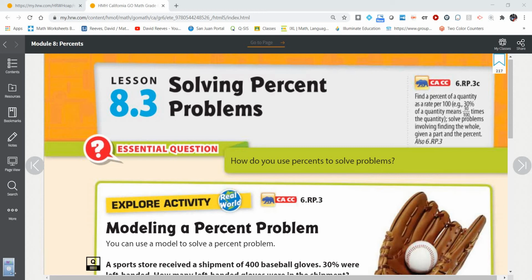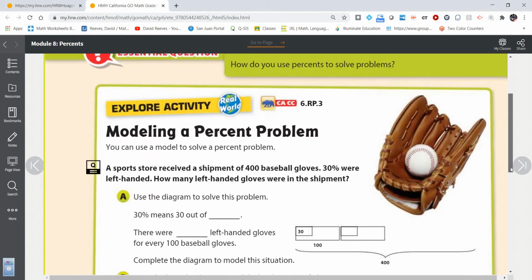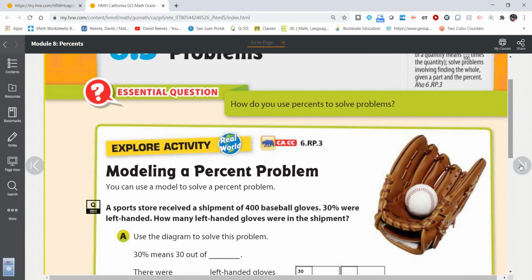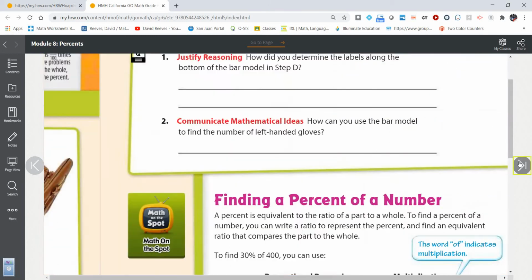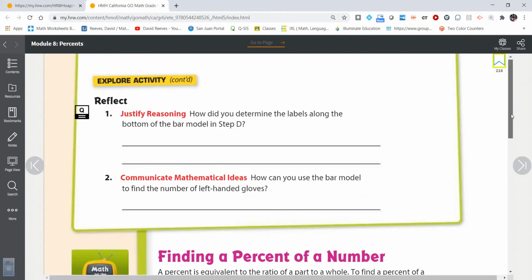Well, hey everybody, Mr. Reeves back with you as we continue looking at lesson 8.3 in the 6th grade math book, Solving Percent Problems. All right, so I did this introduction involving left-handed baseball gloves. Now let's actually go ahead and look at solving some problems.